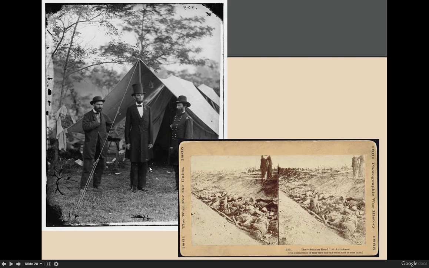And this here is Antietam again. This is President Lincoln and the sunken road, which is a mass grave site. So something to think about.